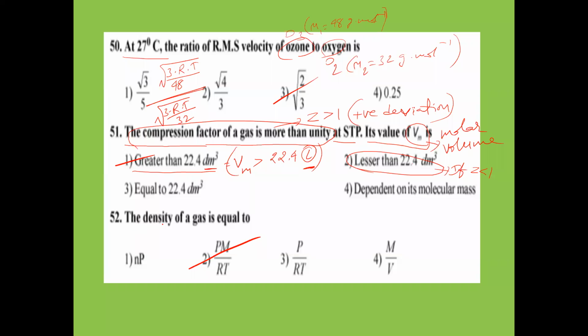Next, the density of a gas. The formula: density is equal to PM by RT. We have derived this from PV equals nRT, where n is equal to mass by molecular mass. From this we can derive density is equal to PM by RT.